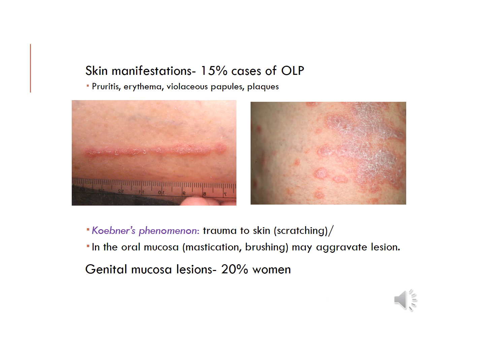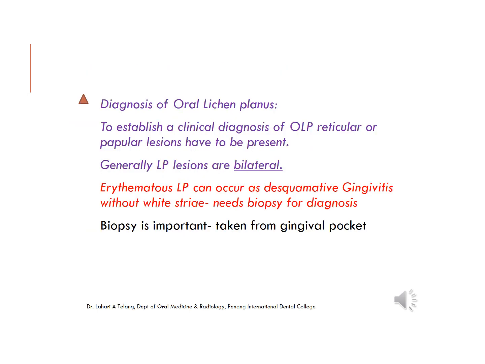As a dentist, when you're looking at a patient and you're suspecting oral lichen planus, it's important to also ask the patient if they could be having any skin lesions or any genital lesions. So, for the diagnosis of oral lichen planus, to establish a clinical diagnosis, it's important to see reticular or papillary lesions. Generally, lichen planus lesions are bilateral. Erythematous lichen planus can occur as desquamative gingivitis without a white stripe. That means it could be completely red gingiva.